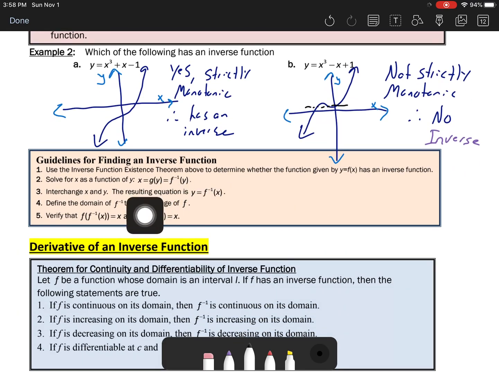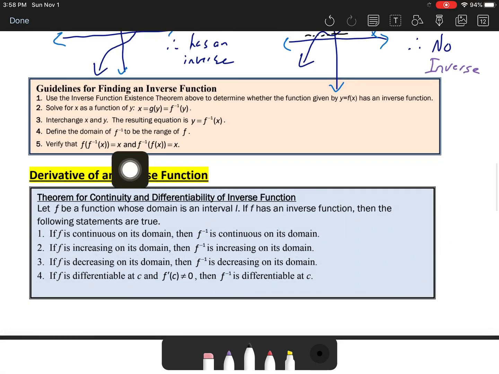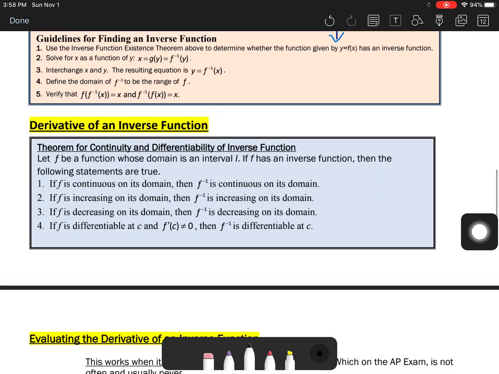Okay, so guidelines for finding the inverse function. We could probably just go through it, but basically what we're going to do is switch x and y around, and we're going to resolve for y. And then this is for verifying that they are inverses at the end.